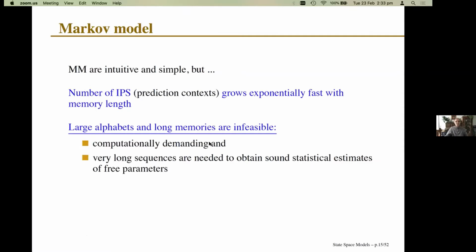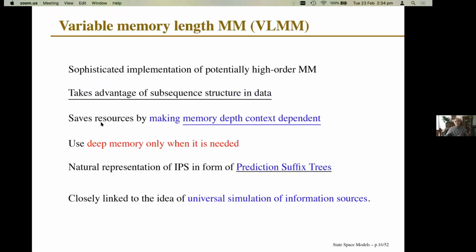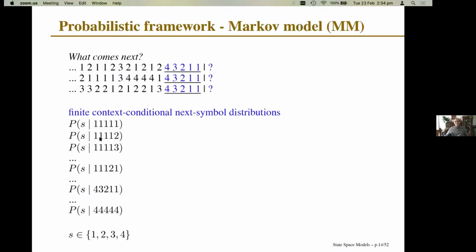So it's computationally very demanding if you have long memory, and very long sequences are needed, because the number of information processing states grows exponentially fast. And these are so-called finite memory models, because you assume that only a certain portion of your recent history is important for your predictions, right? So people came up with a very neat idea: use a deep memory only when it's really needed. I can go deeper in the past, but not always, because it's very wasteful. Why should I always go 5 symbols? Maybe sometimes I need only 1 symbol, maybe sometimes I need 10 symbols.